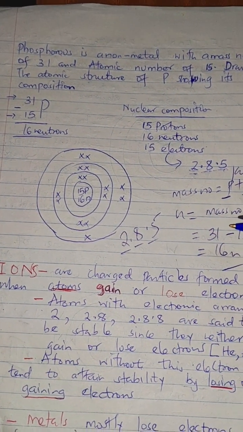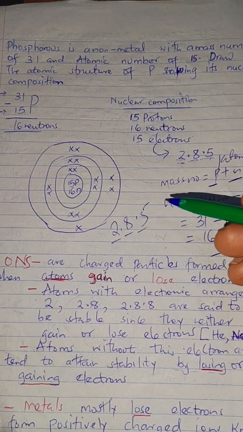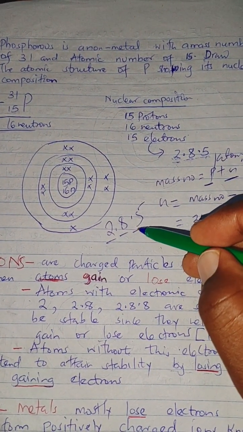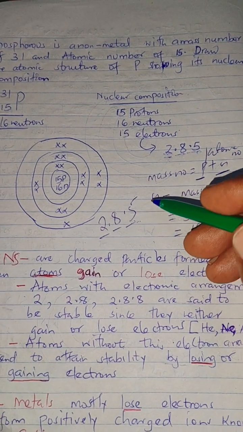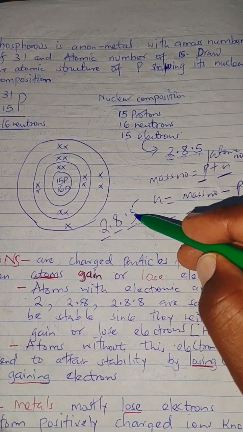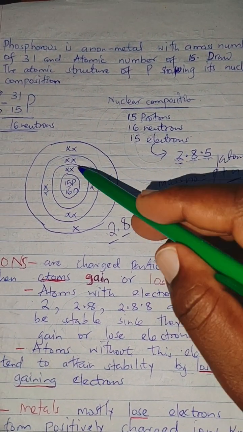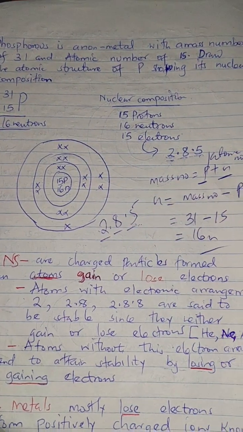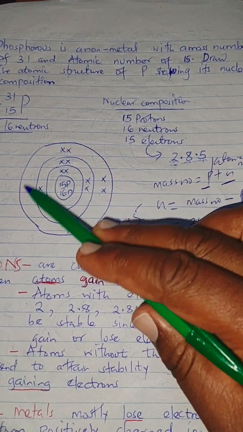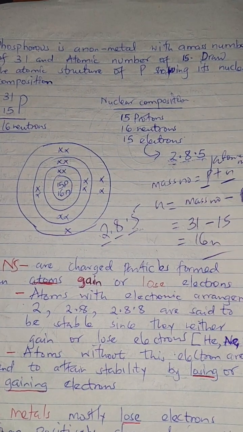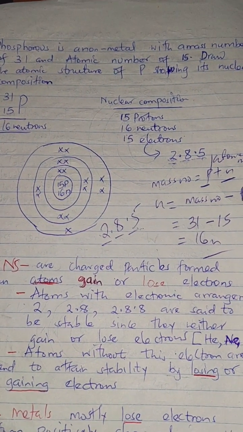Therefore, it's in period 3. This element is in period 3. Why? Because it has 3 occupied energy levels. 1, 2, 3: first energy level, second energy level, third energy level. So we have 3 occupied energy levels, therefore it's in period 3.